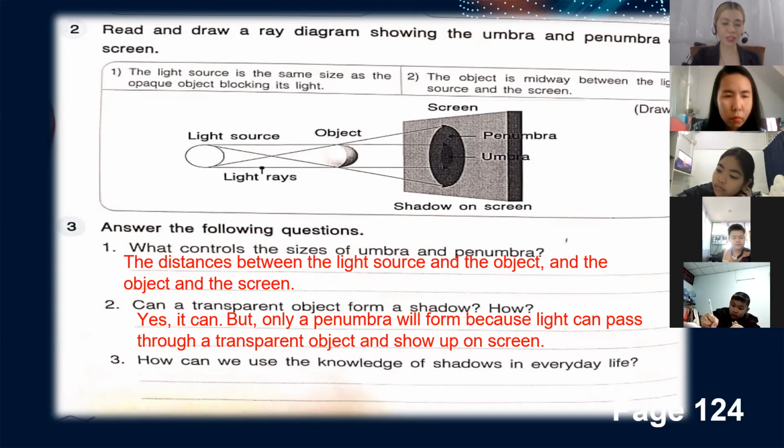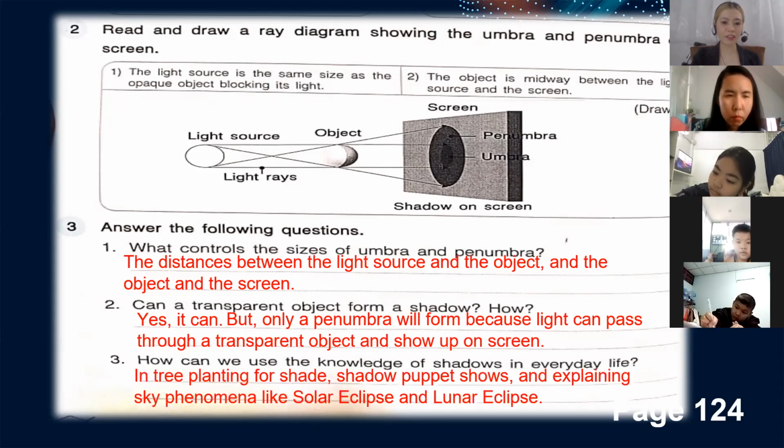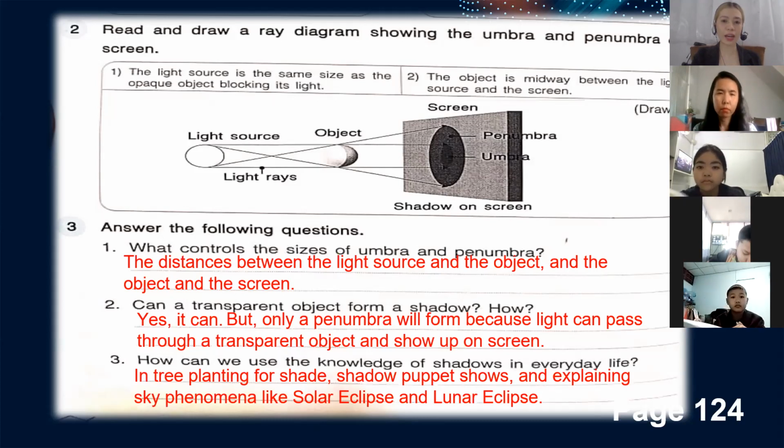Okay, in planting trees. Very good. In tree planting for shade, shadow puppet shows, and explaining sky phenomena like solar eclipse and lunar eclipse. You can also add your answer.